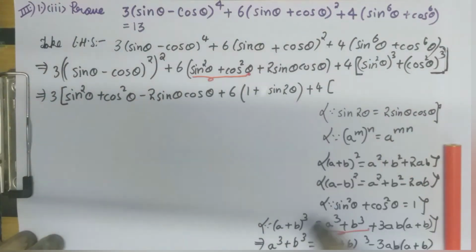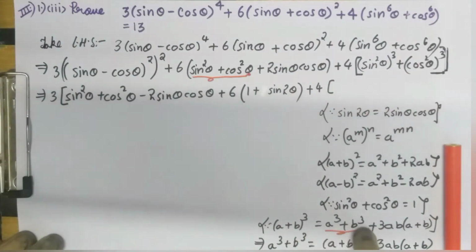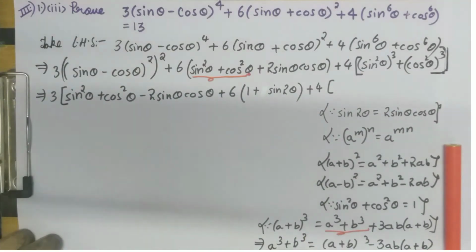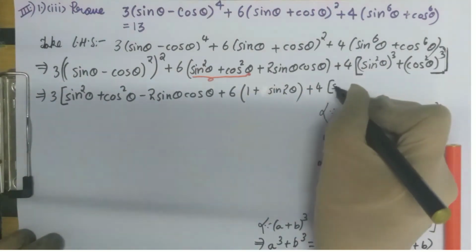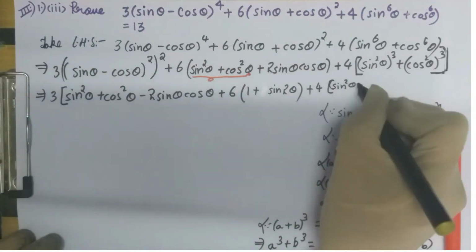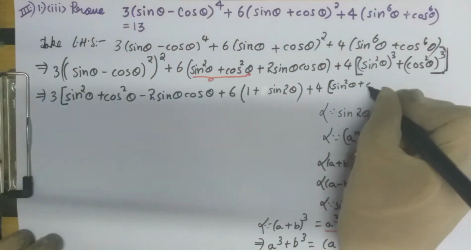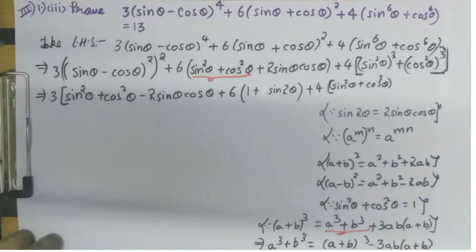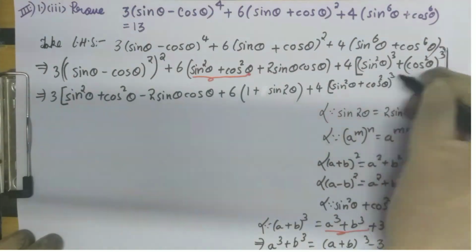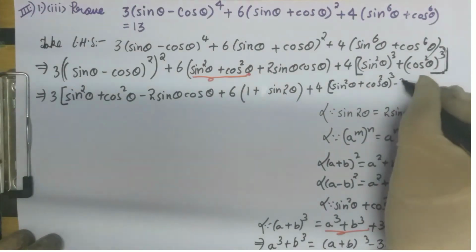Now 4 into a plus b whole cube, a cube plus b cube. So a cube plus b cube is a plus b whole cube minus 3ab into a plus b. So a here is sine square theta. So sine square theta plus, B is cos square theta, whole cube is there. So whole cube minus 3 into AB.